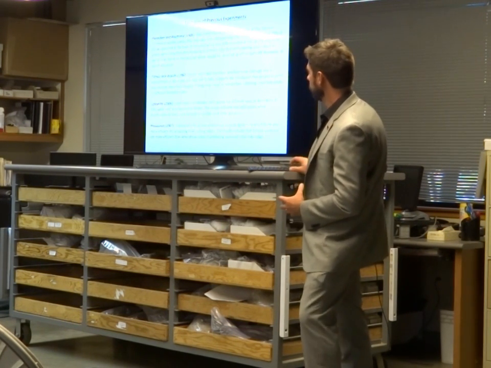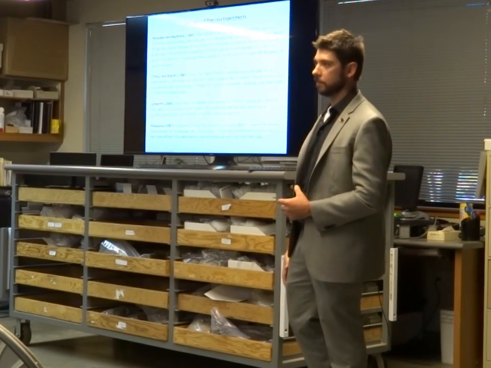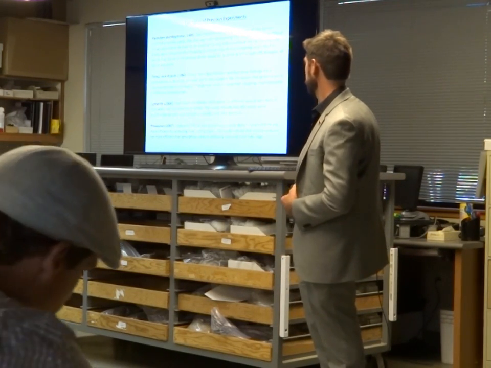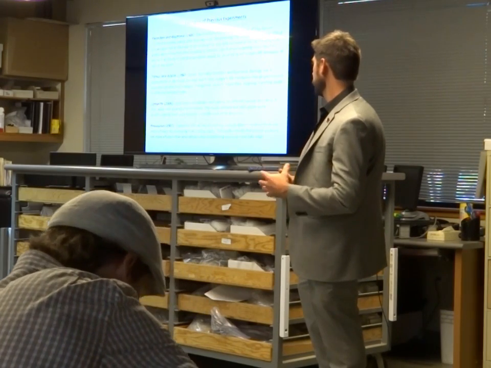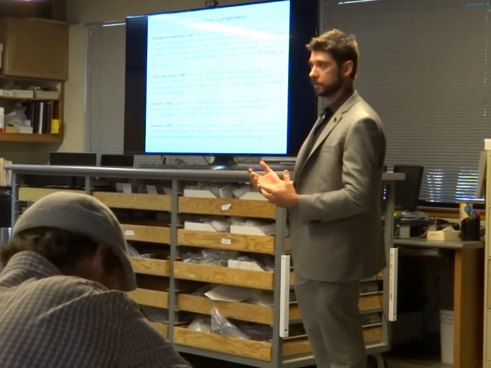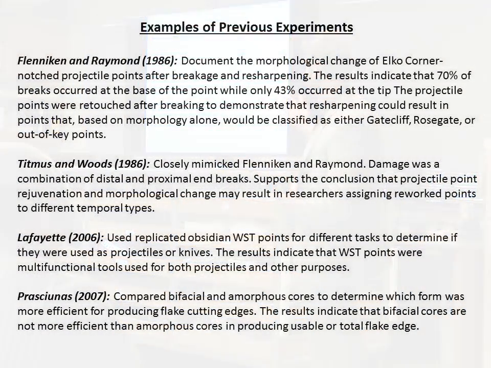So I just threw this up there because these are some of my favorite previous experiments. It gives you an idea of what experimental archaeology can teach us. Flenniken and Raymond made 30 Elko projectile points and threw them, watched the breaks and then resharpening, and documented morphological change. They found that after a break, an Elko can change based on morphology alone and would be classified as a Gatecliff, Rose Spring, or other type.